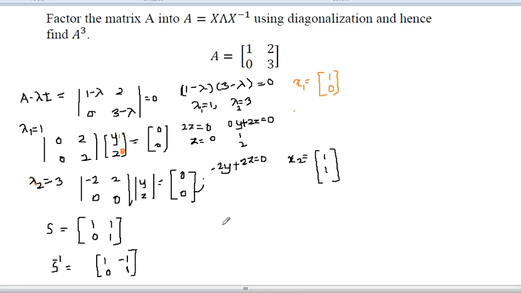So let's find what A is. Then A is equal to SΛS inverse, and in the problem S is written as X, so S is equal to X. Our S is 1, 0, 1, 1.